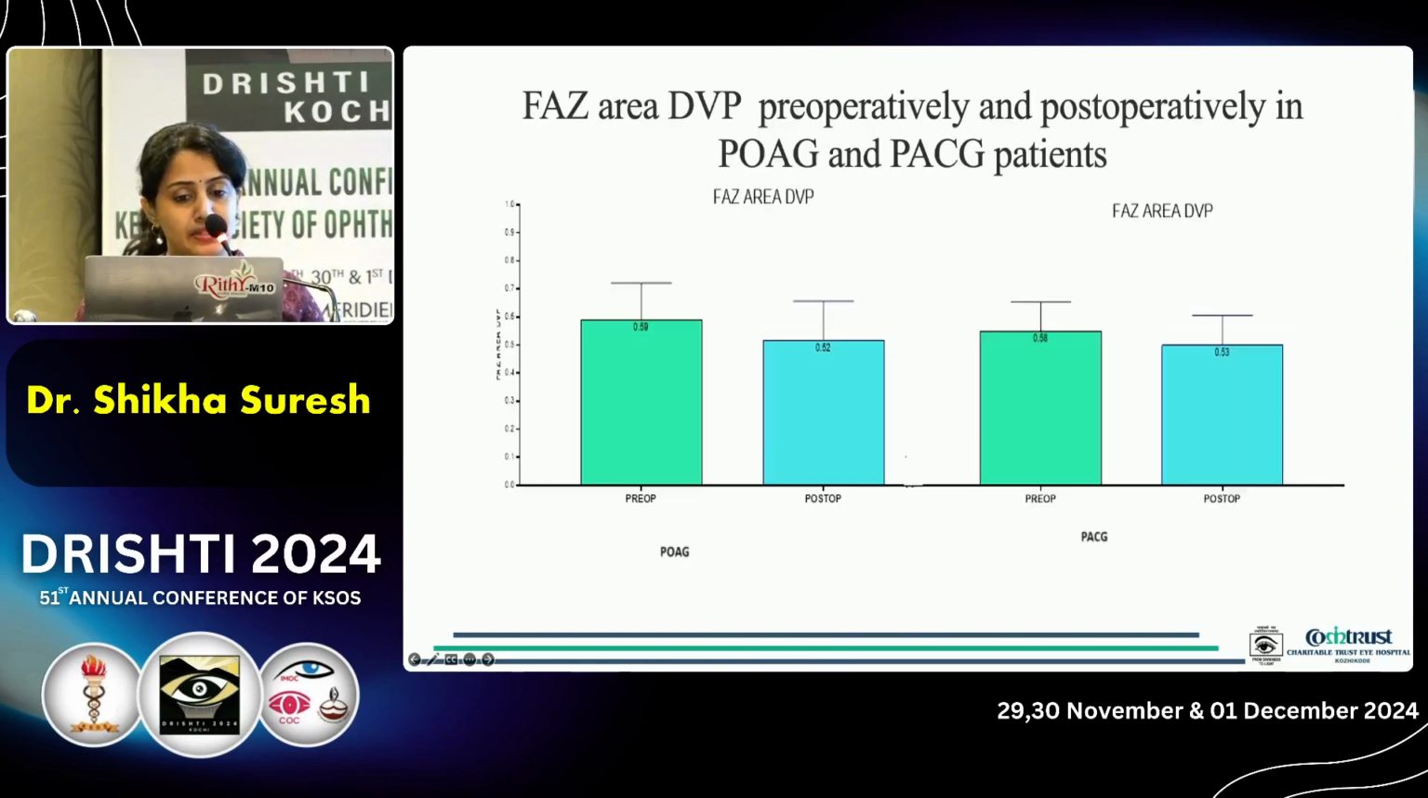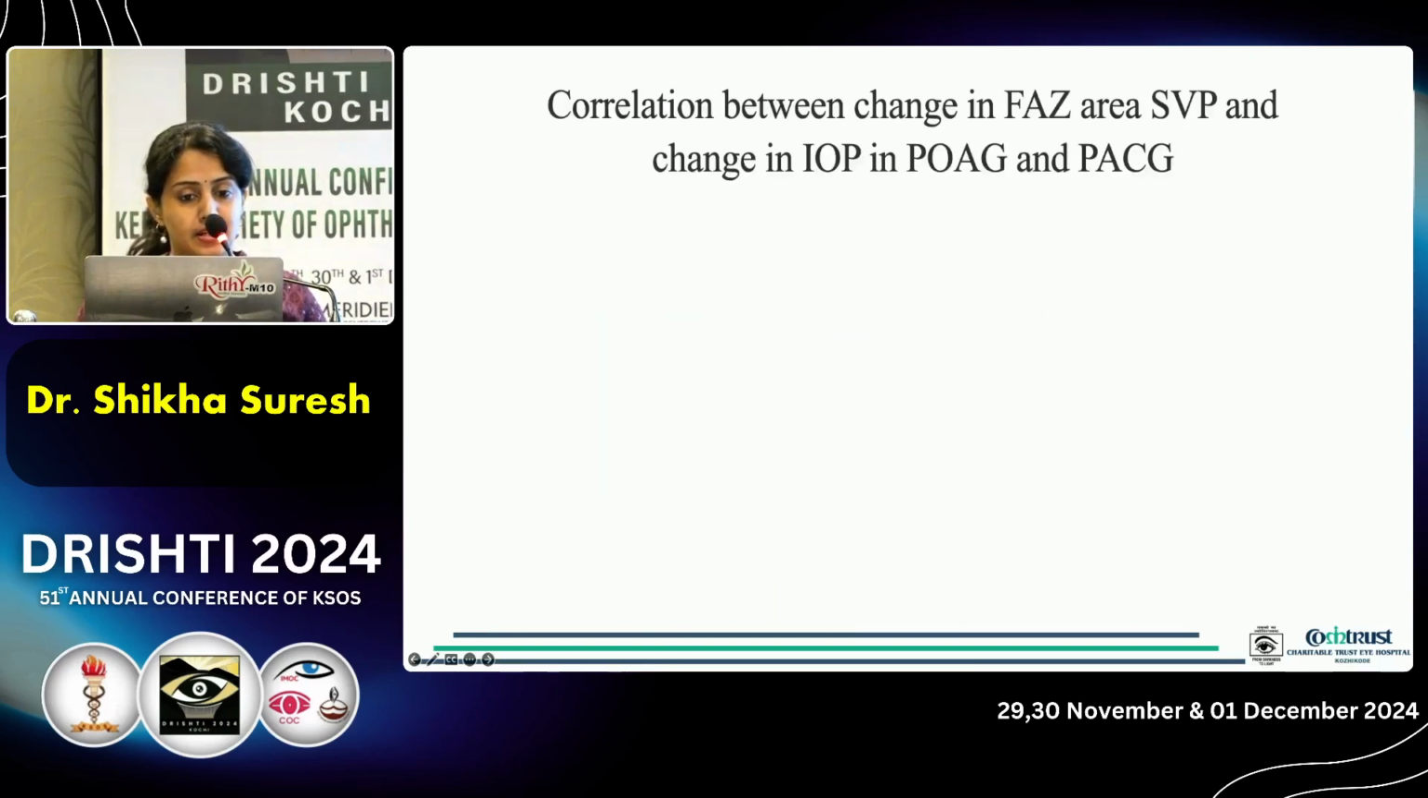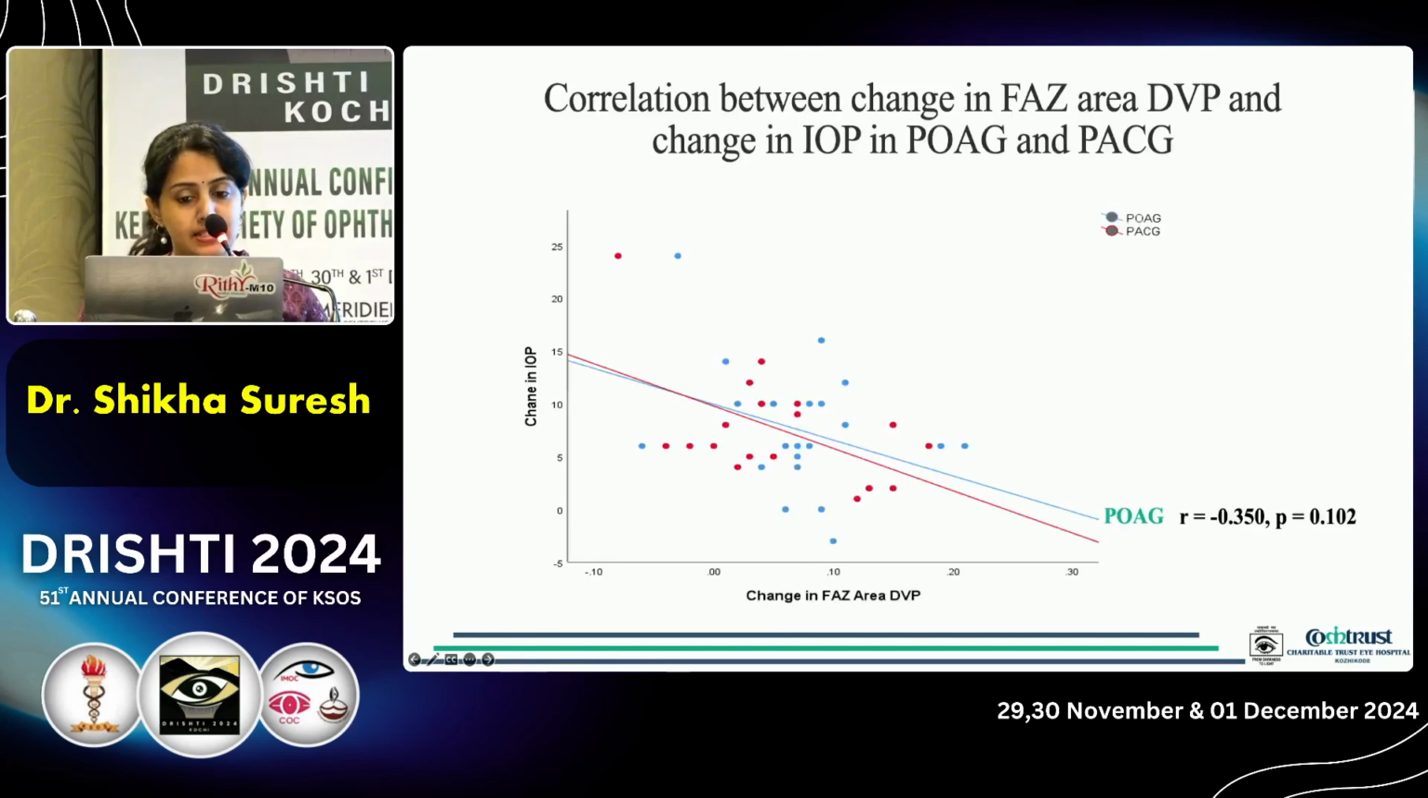When it comes to the deep vascular plexus, FAZ area was reduced, with the change in FAZ area in both POAG and PACG groups statistically significant. Correlation between change in FAZ area in the superficial vascular plexus and change in IOP: in both the groups, there was a weak negative correlation, but it was not statistically significant. When it comes to the deep vascular plexus, in the PACG group, there was a negative correlation which was statistically significant.